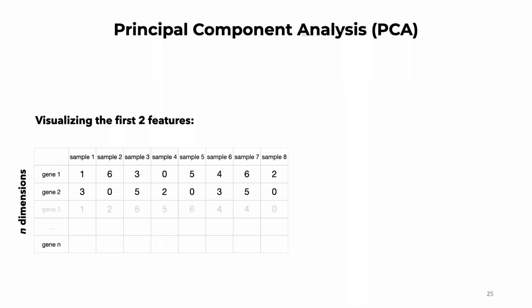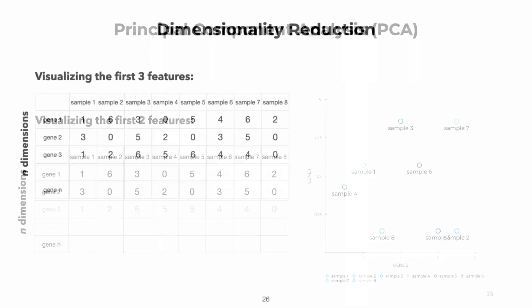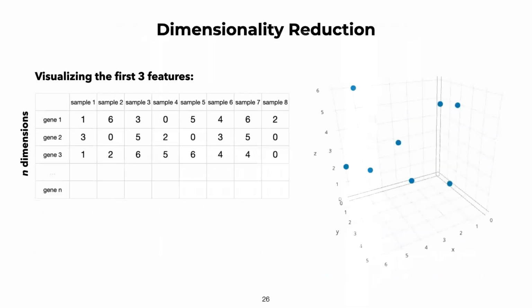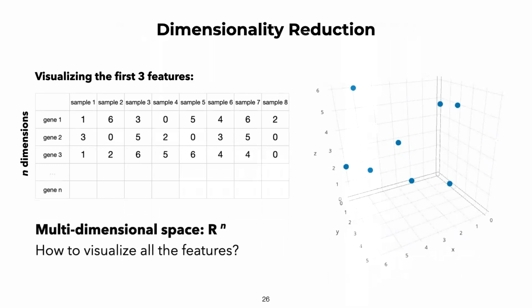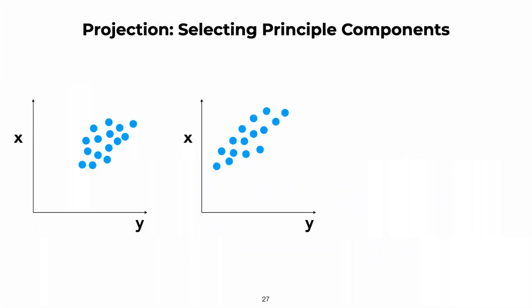So in my analysis, I can use 2 genes. Maybe I can create a scatter plot with 3 genes, right? So that's the most dimensions I can look at. How do I actually go to this multi-dimensional space that includes all of the genes? The way to do that is principal component analysis. What it does is it looks at the data from a mathematical perspective. We cannot look at that space, but we can analyze it.